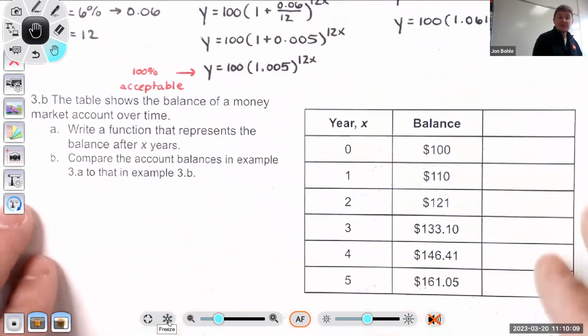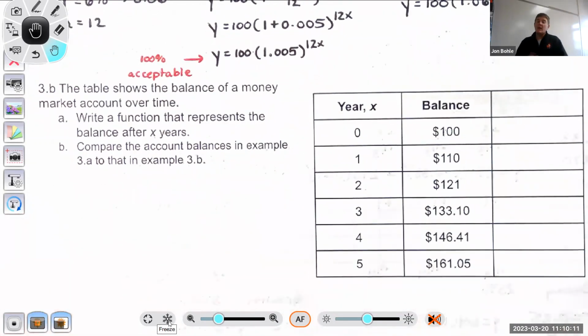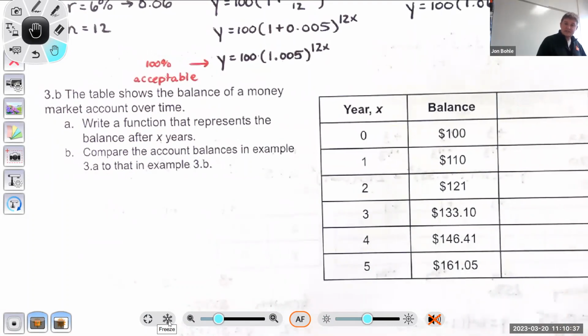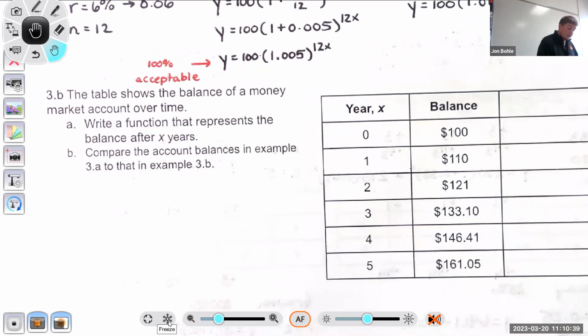problem B. Here's a really good thing about problem 3B: we kind of already did the work for this. That's kind of why I front loaded it, so we get a little extra reps with that. The table shows a balance of a money market over time. We're going to write a function that represents the balance after X years. Then we're going to find the balances in 3A, write them here, and then we'll compare and contrast.